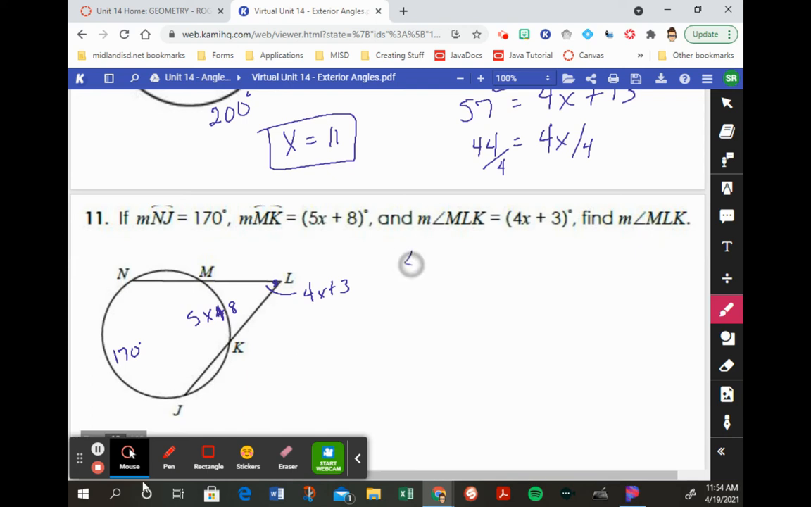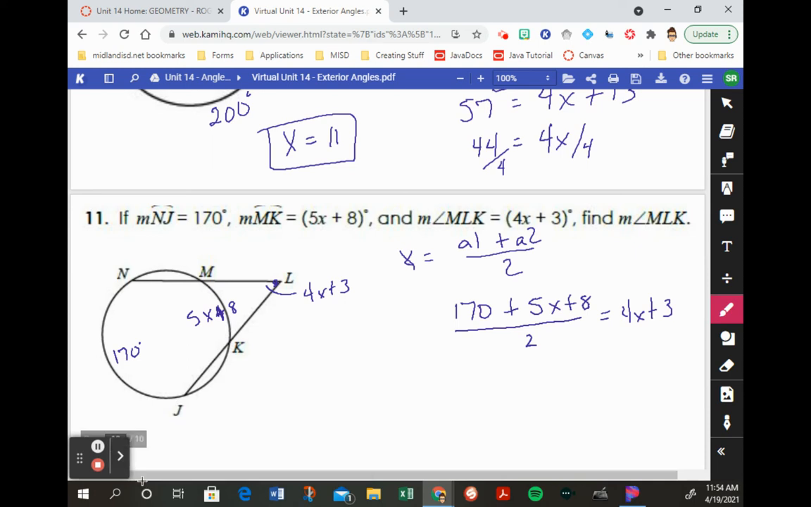Once again, our formula is angle equals arc 1 plus arc 2 divided by 2. So I've got arc 1 at 170. Arc 2 is 5x plus 8. All that divided by 2 equal to 4x plus 3. Now, if you were in class with me, we could use the TI-Nspire calculators and use nSolve on this. But since we're not in class, we're going to have to work this out the long way.